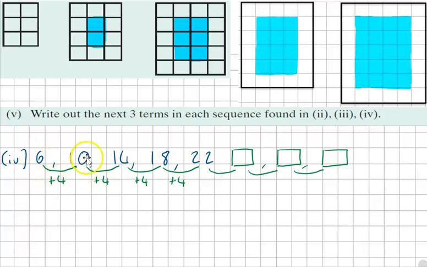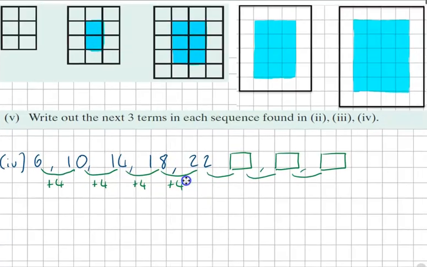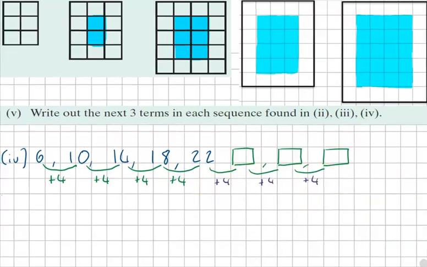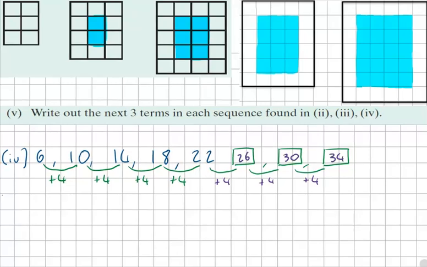6 plus 4 is 10. 10 plus 4 is 14. 14 plus 4 is 18. 18 plus 4 is 22. So we're going to add 4 to each of the next terms. So we get 26, 30, and 34.